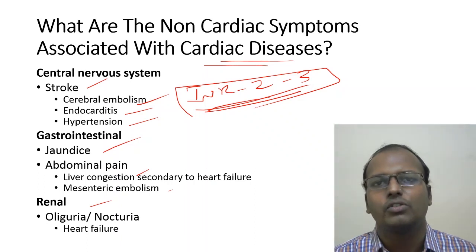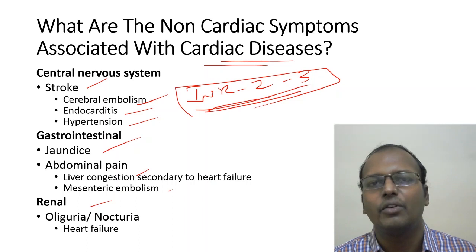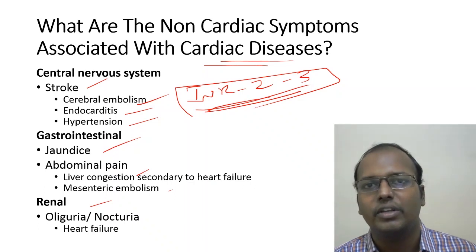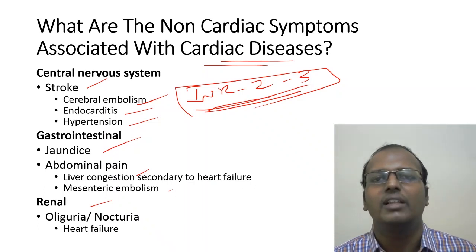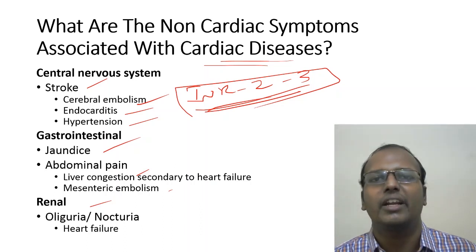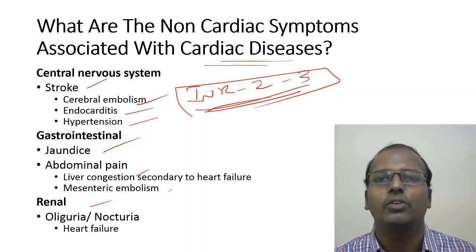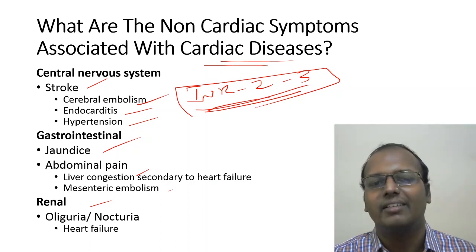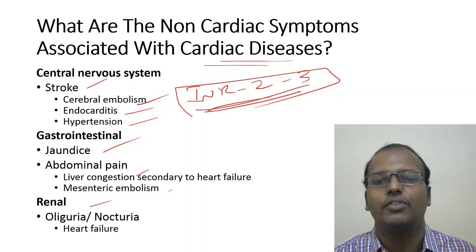There is no forward output, so that will lead to decreased renal perfusion, and that will lead to decreased GFR and decreased urine output. That is the mechanism for your oliguria. Nocturia happens because when the patient lies down, all the fluid in the interstitial space will come back into the central circulation, and that will lead to increased renal perfusion during night time, leading to your nocturia, increased frequency of urination during night time.